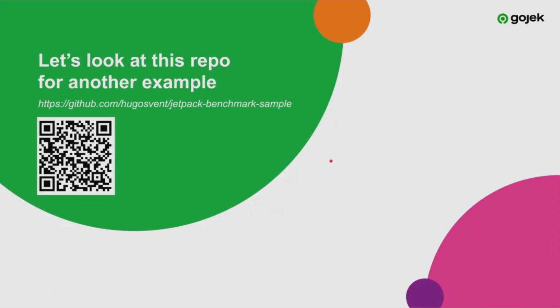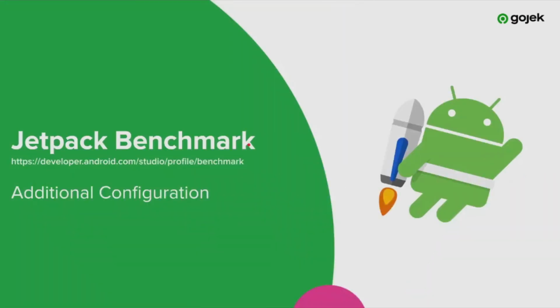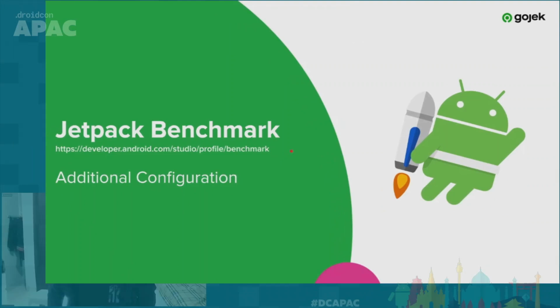Okay, if you want to look at another example for this Jetpack benchmark, I think because we are short of time, you can just go into my repository and see I have some examples, like for constant layout, RecyclerView and ListView, and complex layout. You can see it there if you want. And then let's move on to the additional configuration on Jetpack benchmark.